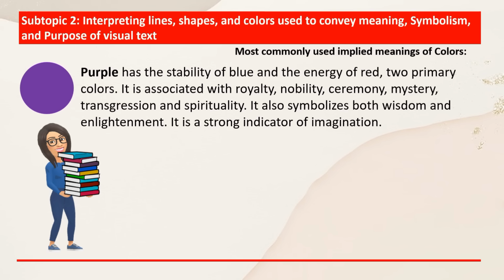Purple has the stability of blue and the energy of red, two primary colors. It is associated with royalty, nobility, ceremony, mystery, transgression, and spirituality. It also symbolizes both wisdom and enlightenment. It is a strong indicator of imagination.